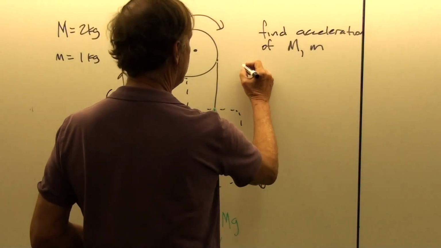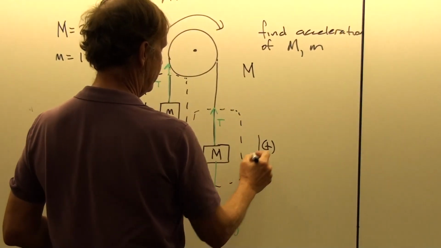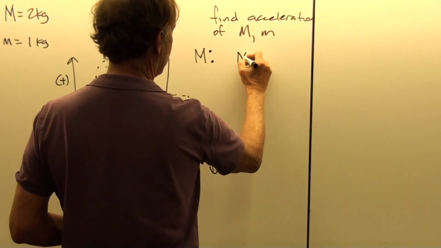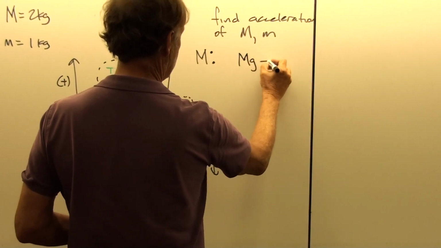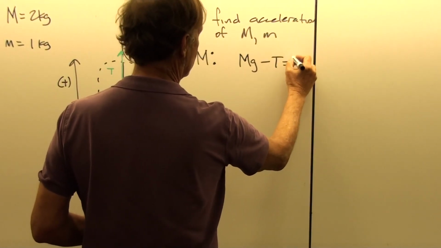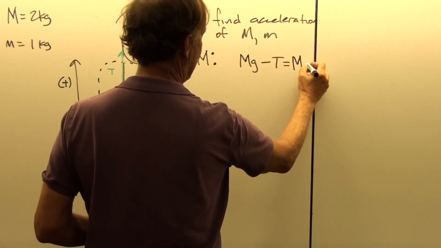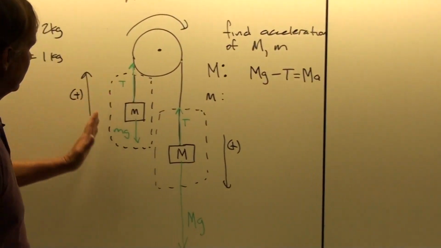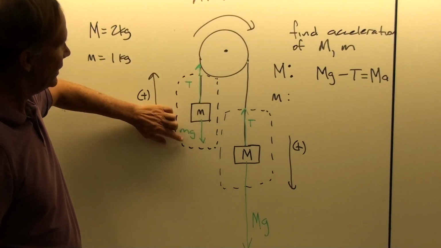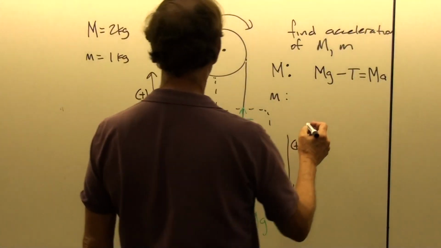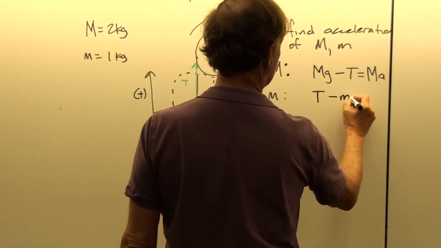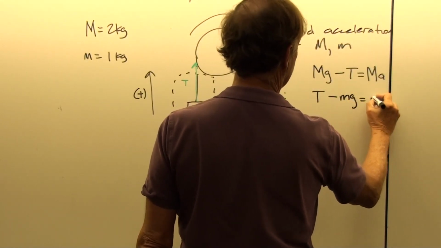So for big M, our forces here are going to be big Mg, because that's the positive direction, minus the tension equals big M A. For little m, this is the positive direction. T is bigger than little mg, so we can write this as T minus little mg equals little m A.